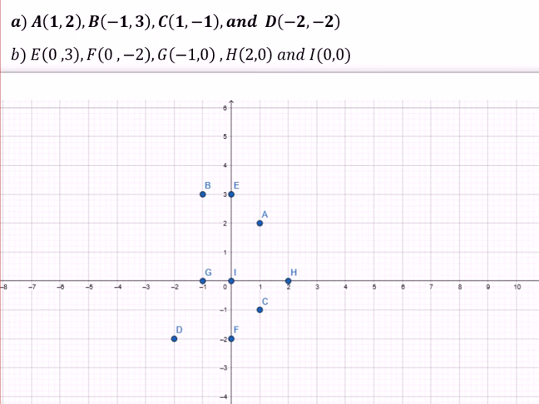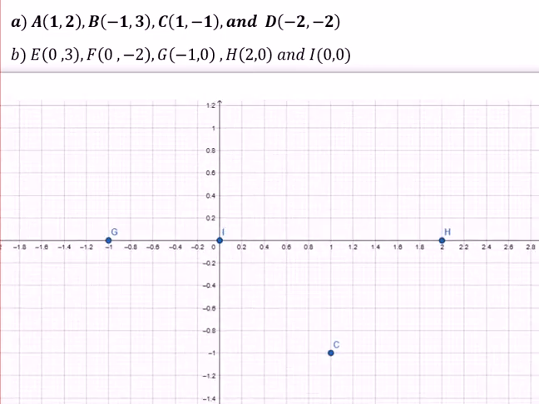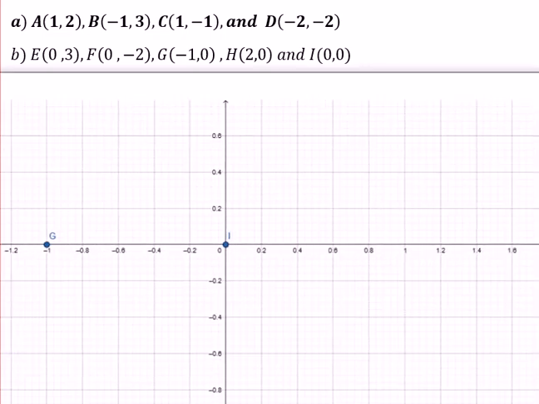Finally, the point I, as you see, both coordinates are 0, so it should belong to the y-axis and the x-axis at the same time. For this reason, it's the point of intersection between both axes, between the y-axis and the x-axis. This is everything for this section.